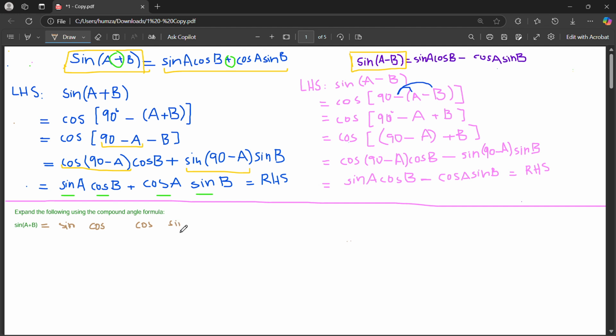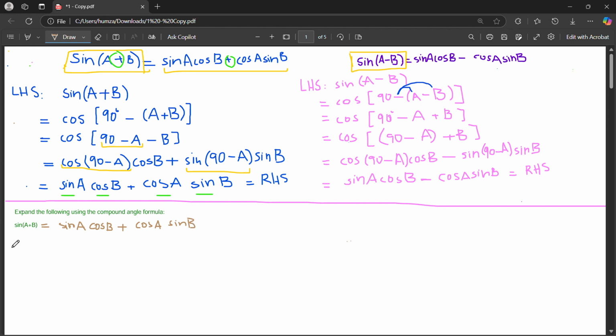Another rule we talk about when we are looking at sin compound angles is that whatever sign is in the bracket, it remains as it is. So there is a positive sign in the bracket, we will say the positive sign will remain positive. Now angle A and angle B. So sin A cos B and cos A sin B. So this is how we will expand.